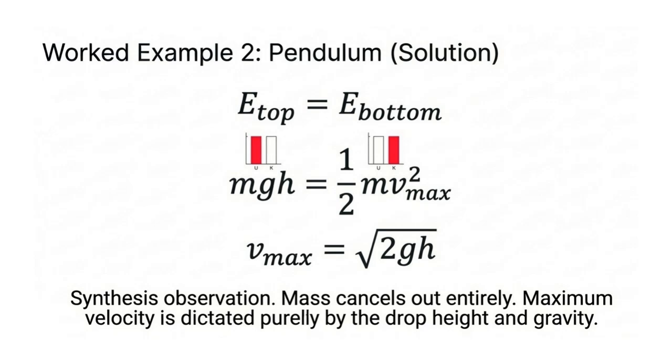When we solve for the maximum velocity, the mass cancels out, leaving v_max equal to the square root of 2 times gravity times height. This means that the maximum speed the pendulum reaches depends only on how high it falls and the acceleration due to gravity, not on its mass. This is an important observation that simplifies understanding pendulum motion.